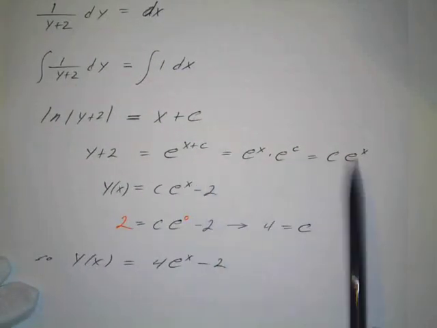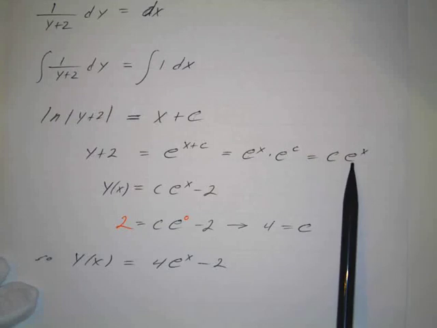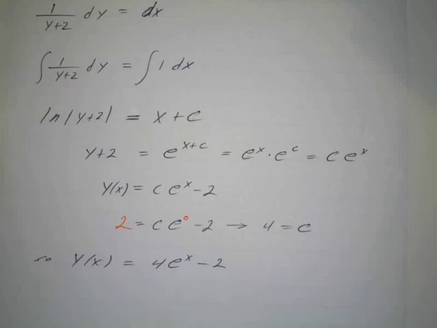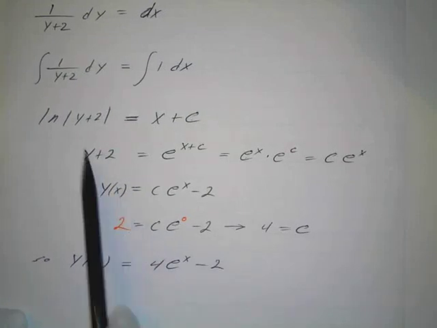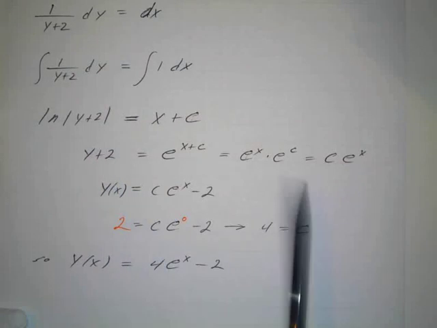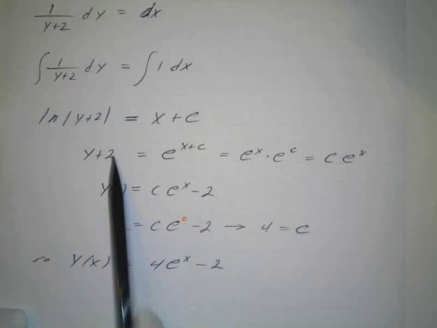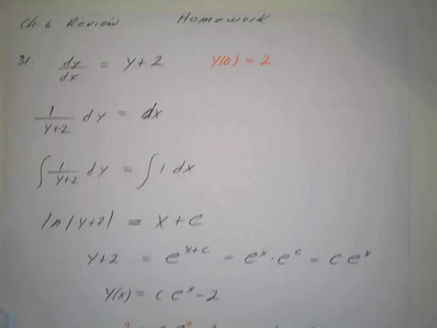Then I'll break this up into e to the x times e to the c, make this a c, and put this in front like we've done before. So I got y plus 2, and then I subtracted 2 from both sides. So y as a function of x equals c e to the x minus 2, because I moved that 2. And then we have an initial condition.